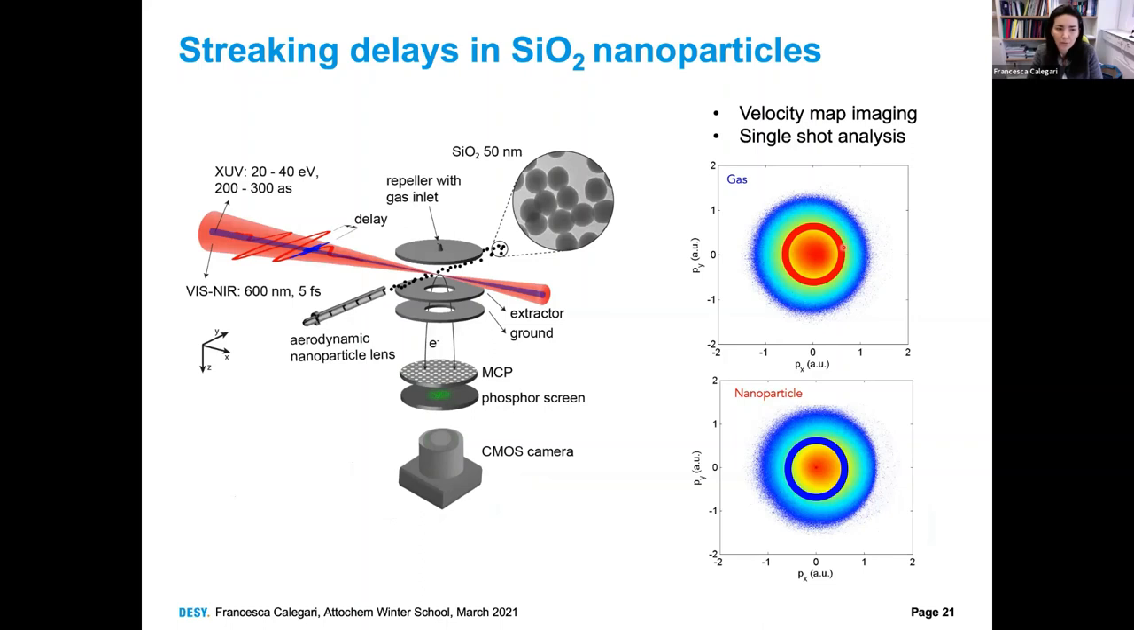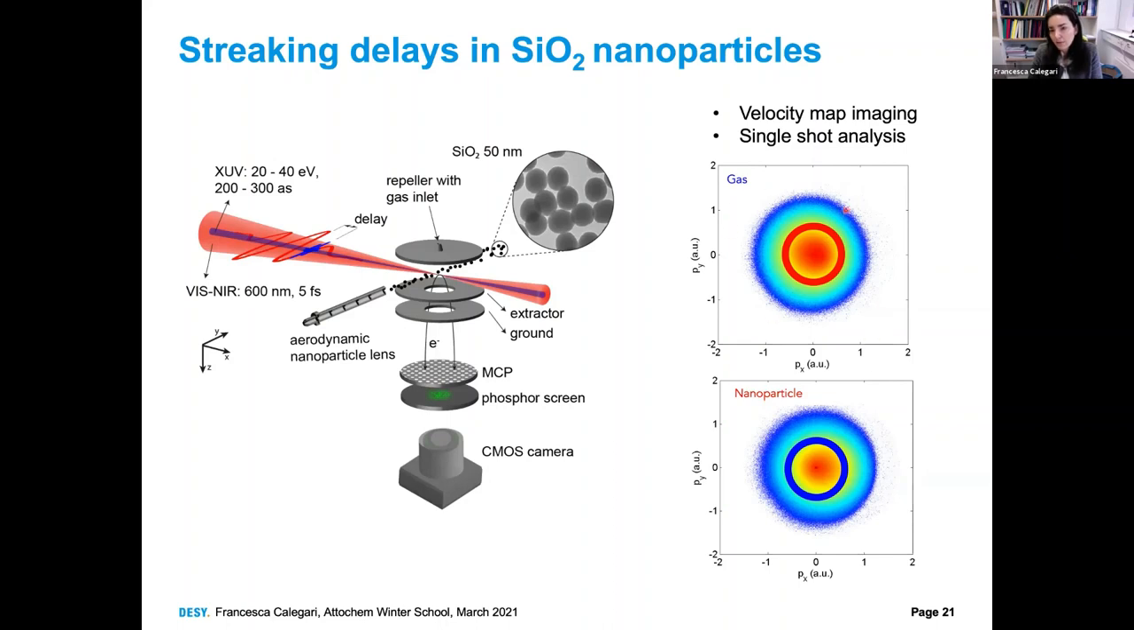This is a measurement we have performed in my group in collaboration with the group of Matthias Kling a few years ago. Here you can see basically an injection of silica nanoparticles of a diameter of 50 nanometers in the velocity map imaging spectrometer, which allows you to detect the angular momentum distribution of your photoelectrons. So here you can see the photoelectrons acquired, for instance, in the case of a target gas, neon, or when a nanoparticle is hit. There is a mixture in this source of nanoparticles and gas, which is used for the injection of these nanoparticles in the gas phase with this aerosol source.